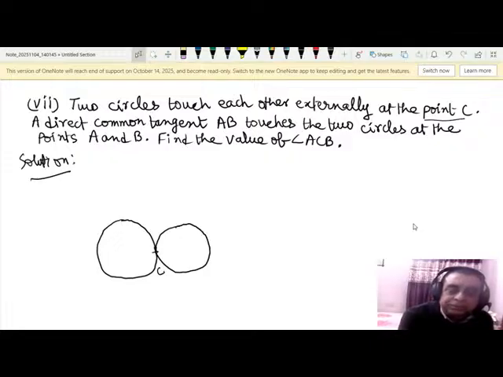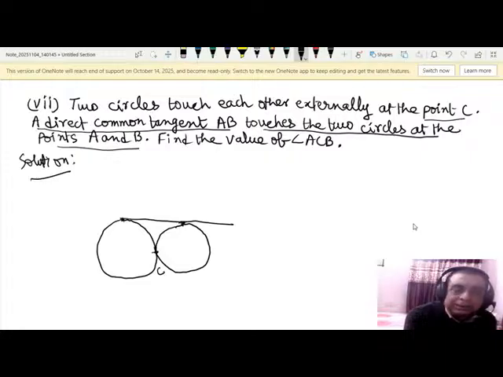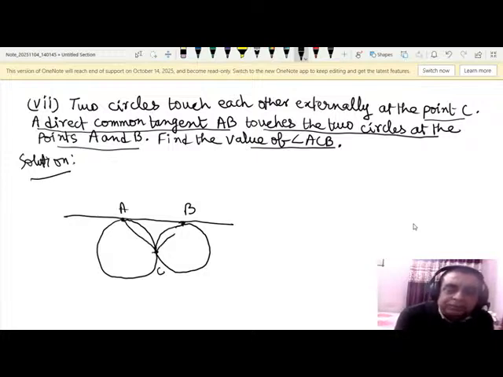This point is C. Now a direct common tangent AB touches the two circles at the points A and B. Now you draw a direct common tangent like this, touching the two circles at the points A and B. Now find the value of angle ACB. What will be the value of angle ACB? This angle ACB, the angle which I am marking.